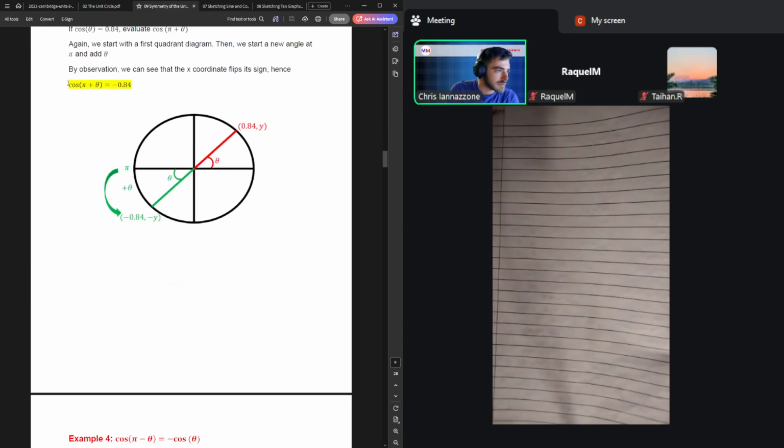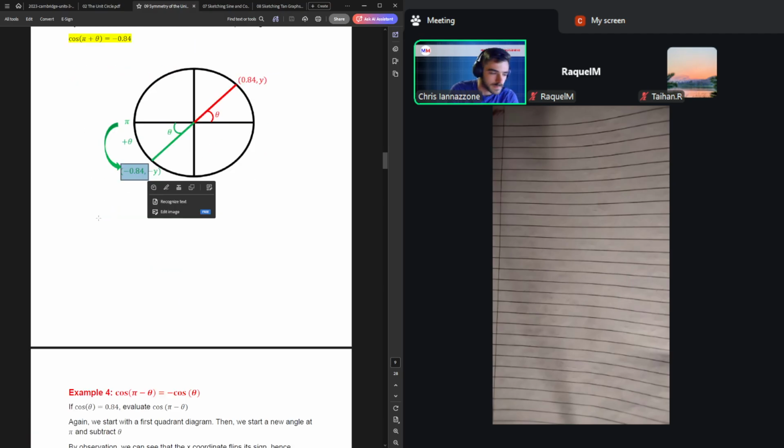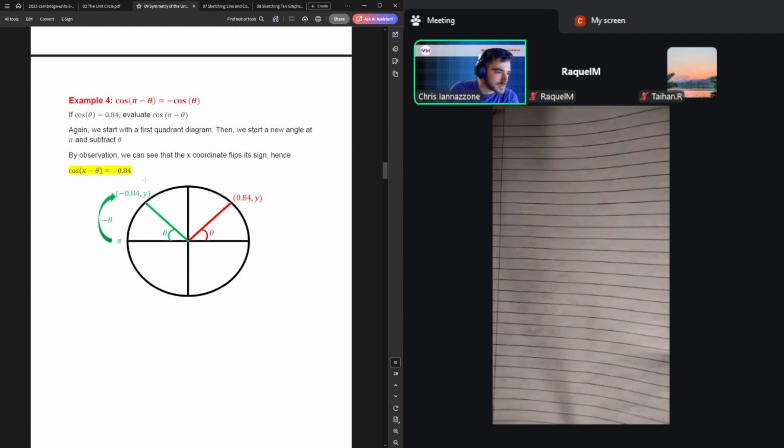That's pretty much it. Everything else is just going to be a different version of whether it's sine or cos. Pi plus theta: start at pi, plus theta, look at the x value now because it's cos. Cos of pi minus theta, so pi minus theta puts you up here. And because we're doing cos, we look at the x value once again. That's all it ever is.